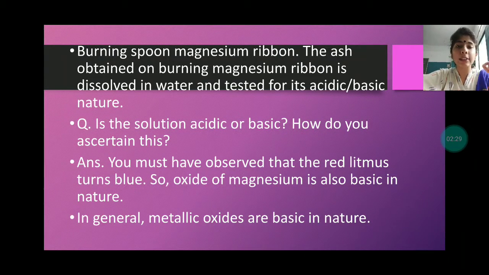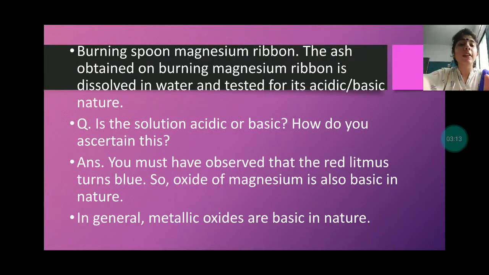Now let us see the best example which we have learned in our 7th standard, the magnesium ribbon. If we burn this magnesium ribbon, the ash obtained on burning is dissolved in water and tested whether it is acidic, basic or neutral. How will we come to know? We will use the litmus paper and dip it into the solution. When the red turns into blue, that means the solution is basic. But if there is no change in color and the litmus paper remains red, then it means that the solution is acidic in nature.